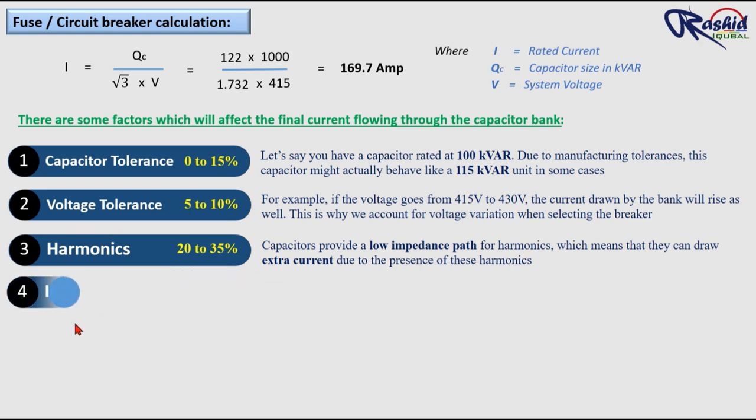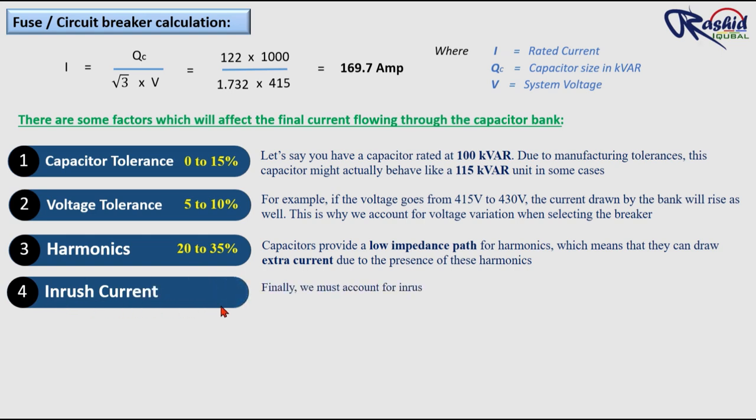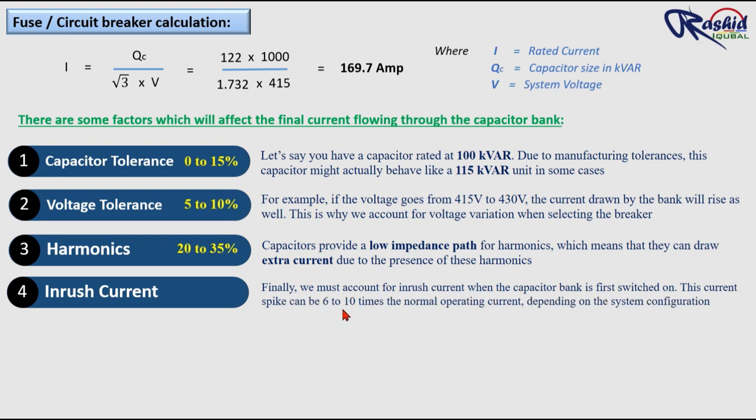And the fourth factor, inrush current. We must account for inrush current when the capacitor bank is first switched on. This current spike can be 6 to 10 times the normal operating current, depending on the system configuration. While this inrush current lasts only for a short duration, the breaker must be able to handle it without tripping.